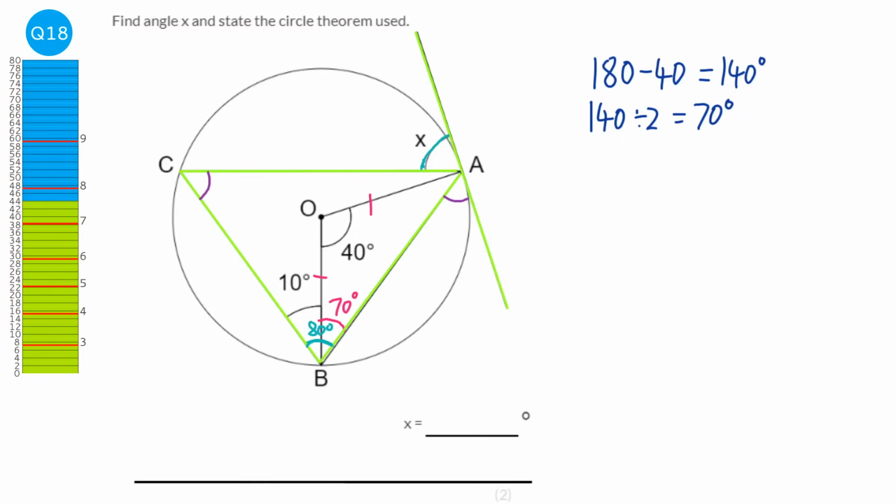The alternate segment theorem is quite hard to spot sometimes, so we know that x is going to be 80 because it's going to be equal to the angle at CBA, and what we must write down is alternate segment theorem.